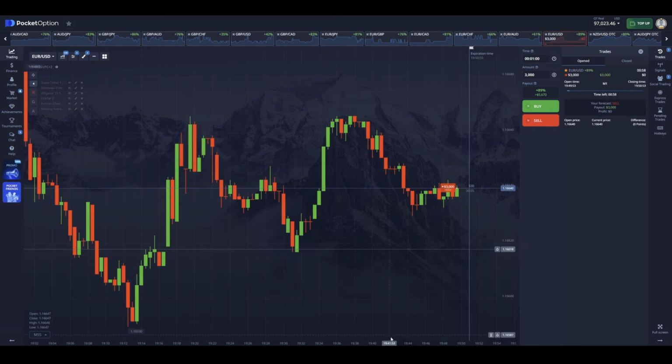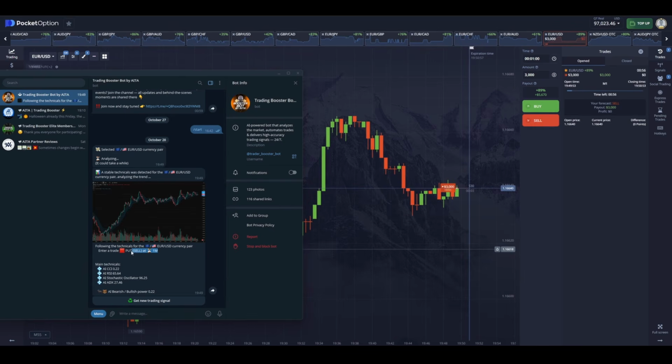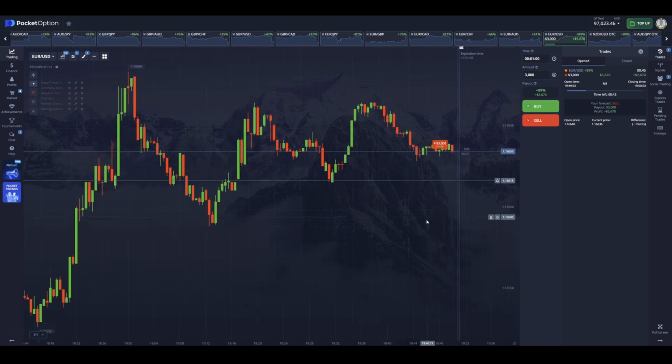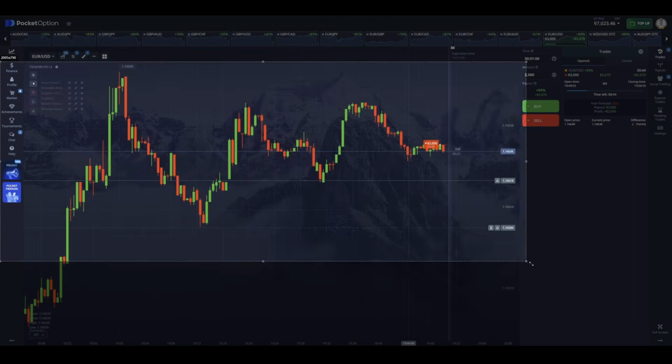At first, of course, I should have checked what time I had set, which currency pair I was using, and which direction I was opening the trade. That happens too. You get a sell signal, but you have the wrong currency pair, the wrong time, or the wrong direction. Let's think about why the booster bot gave me a sell signal.